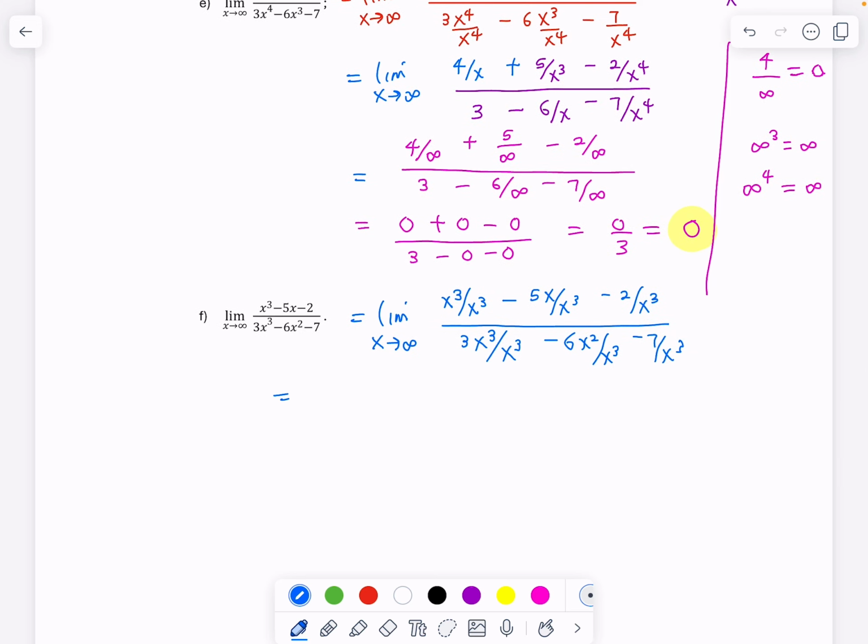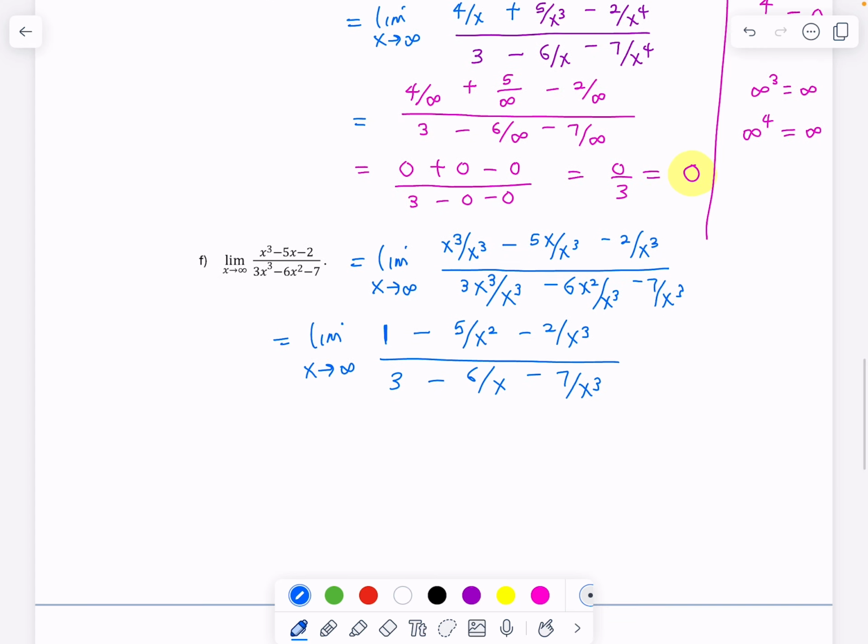So this is just going to be the limit as x approaches infinity of x to the power of 3 divided by x to the power of 3, which is just going to be 1, minus 5x divided by x to the power of 3, which is just going to be 5 divided by x squared. Then I have 2 divided by x cubed. Everything divided by, for the denominator, 3x cubed divided by x cubed, which is just going to be 3, minus 6 divided by x, minus 7 divided by x cubed.